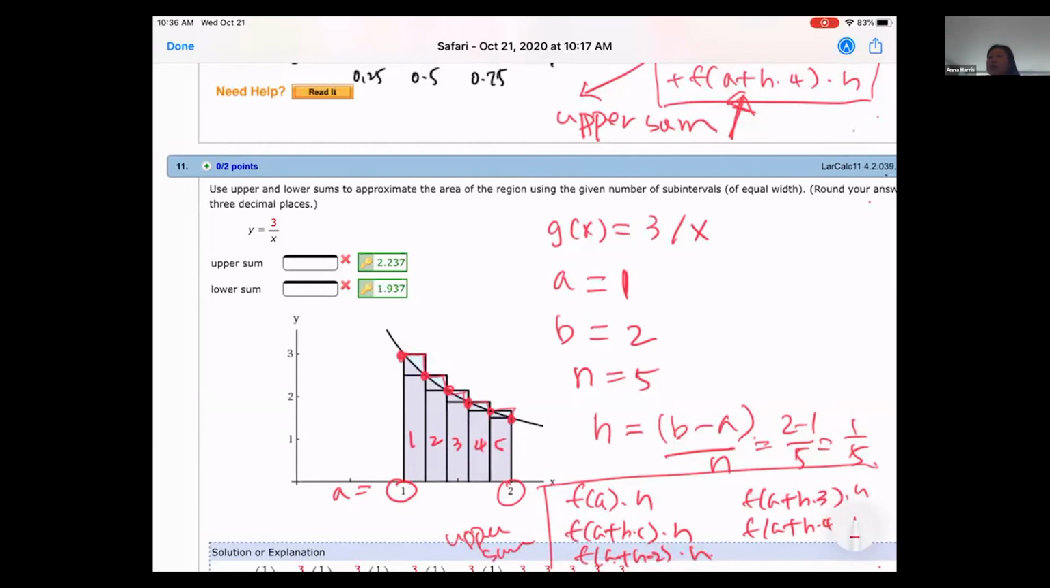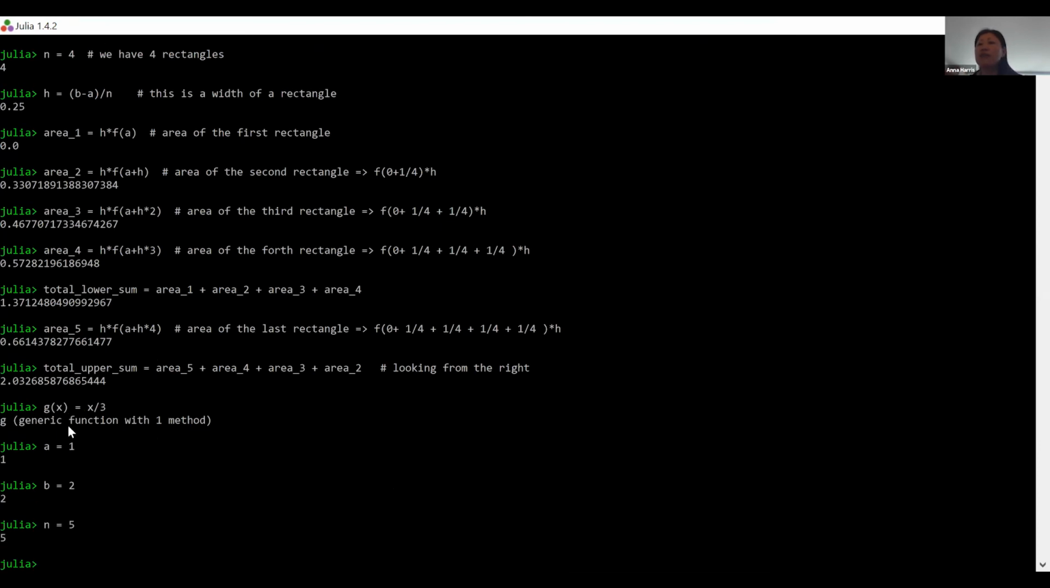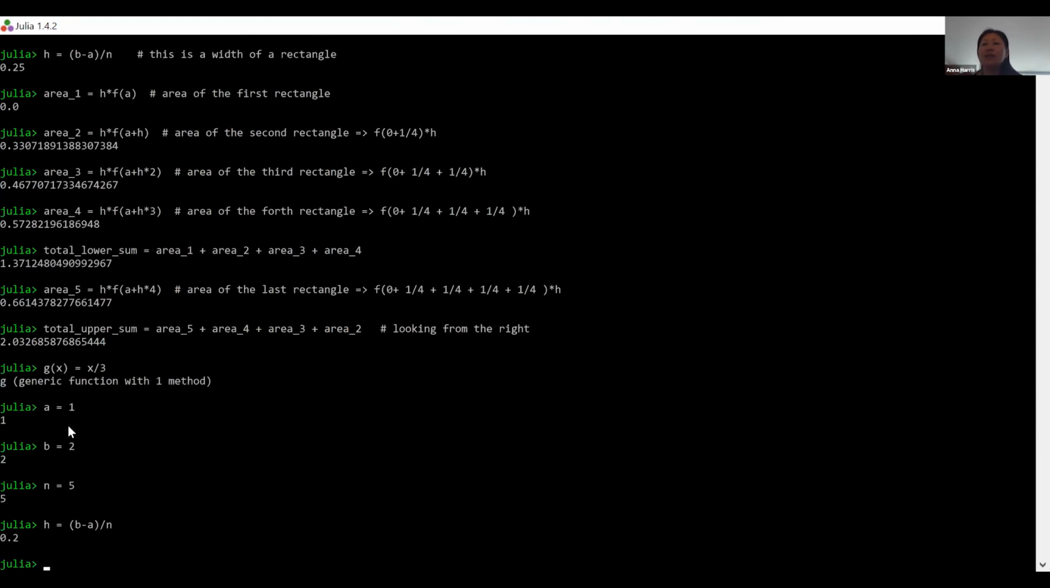Okay. So do that on your calculator. You do this in your Julia and show me. Right. So do that with me. Do g of x equal to x divided by 3. For this case, a is 1, b is 2, n is equal to 5. So h is equal to b minus a divided by n. So I got that.